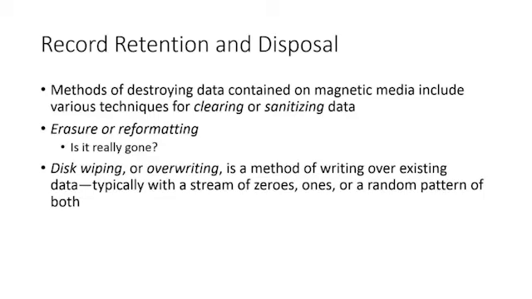Now a little bit more about the record retention and disposal. So the methods of destroying data contained on magnetic media, like our hard drives, various techniques for clearing and sanitizing data are available to us. So we can use erasure or reformatting. If we do that, let's say I have a hard drive and I erase that hard drive, is the data really gone? Remember, we talked about data remnants. Is it really gone? How many times do I need to erase it or reformat it?